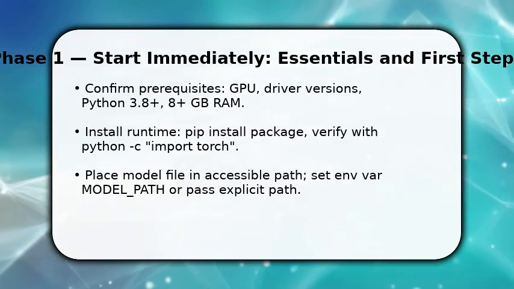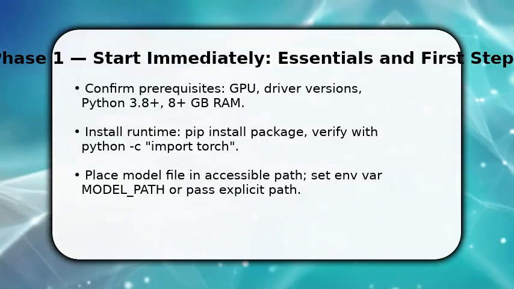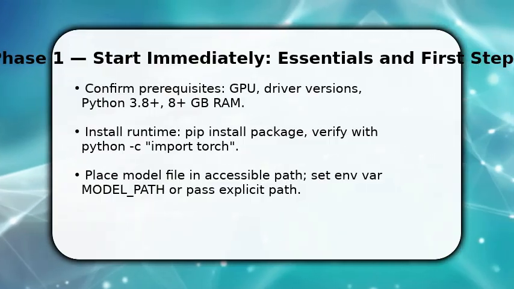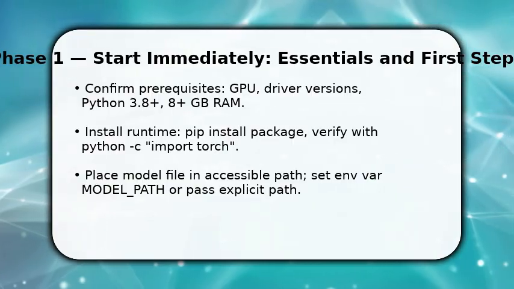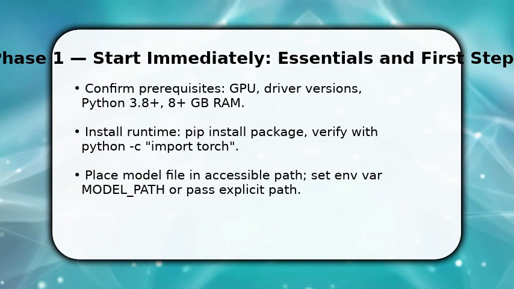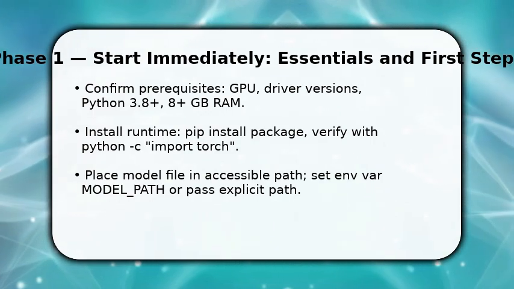Next, load the model file from model path or an explicit path because explicit paths avoid ambiguity. Make sure to set device to GPU if available, otherwise CPU. This choice impacts speed and memory use, so pick based on your hardware.